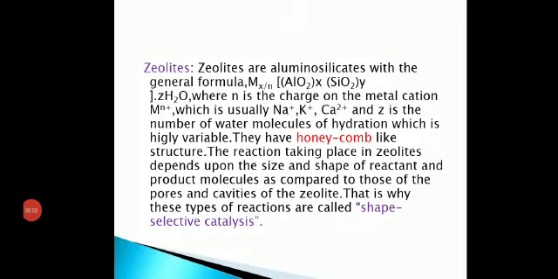So already we have covered emulsions, gel, and their properties. Now coming to zeolites. Zeolites are aluminosilicates with a general formula M(x/n) [Al2O3]x·[SiO2]y·zH2O, where n is the charge on the metal cation Mn+, which is usually Na+, K+, or Ca2+, and z is the number of water molecules of hydration, which is highly variable.